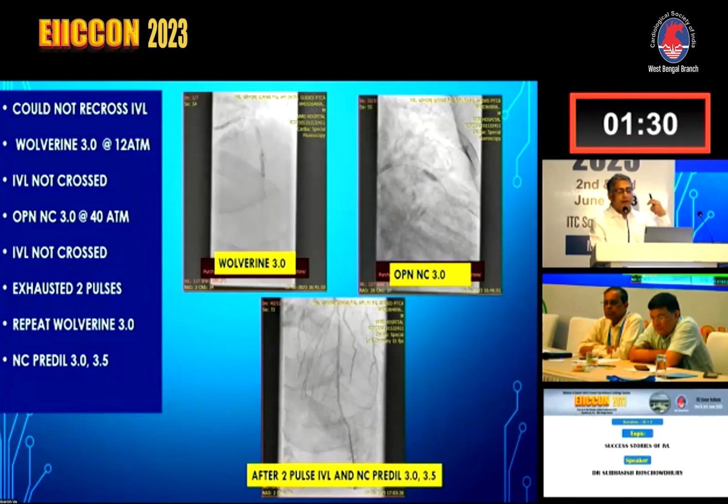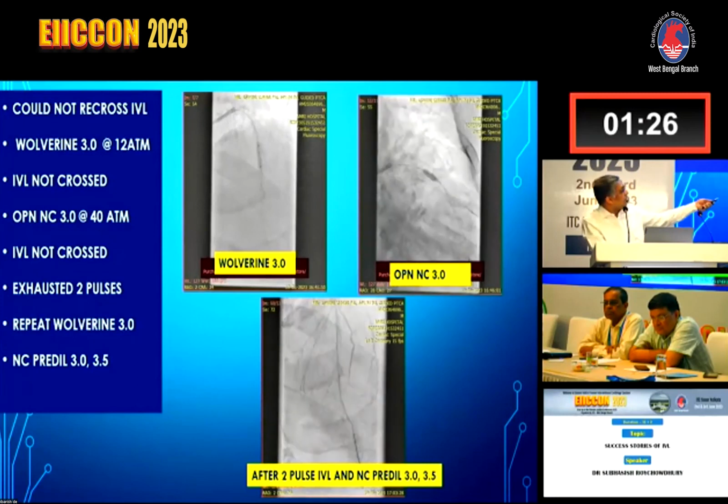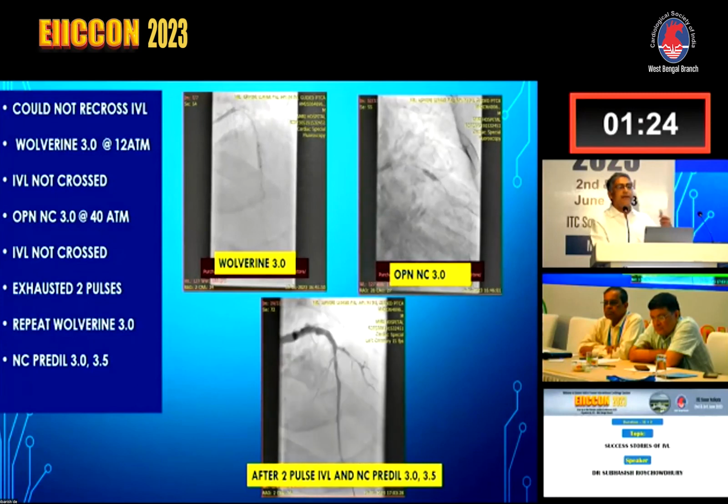Took an OPN NC, went up to very high pressures of 40. And if you look at the images, the OPN was opening well enough. So we were happy, but the IVL did not cross. What do we do with the remaining 2 pulses? Okay, we jutted it in as much as we could and then exhausted our 2 pulses and repeated the Wolverine. Again, the Wolverine was opening well. So this is the image after the predilation.